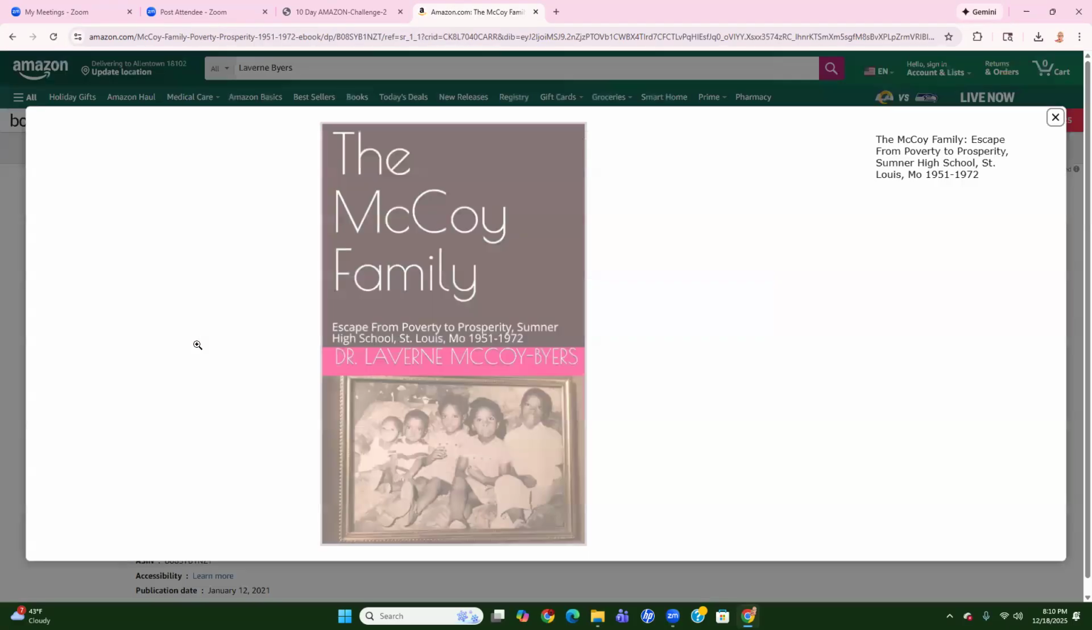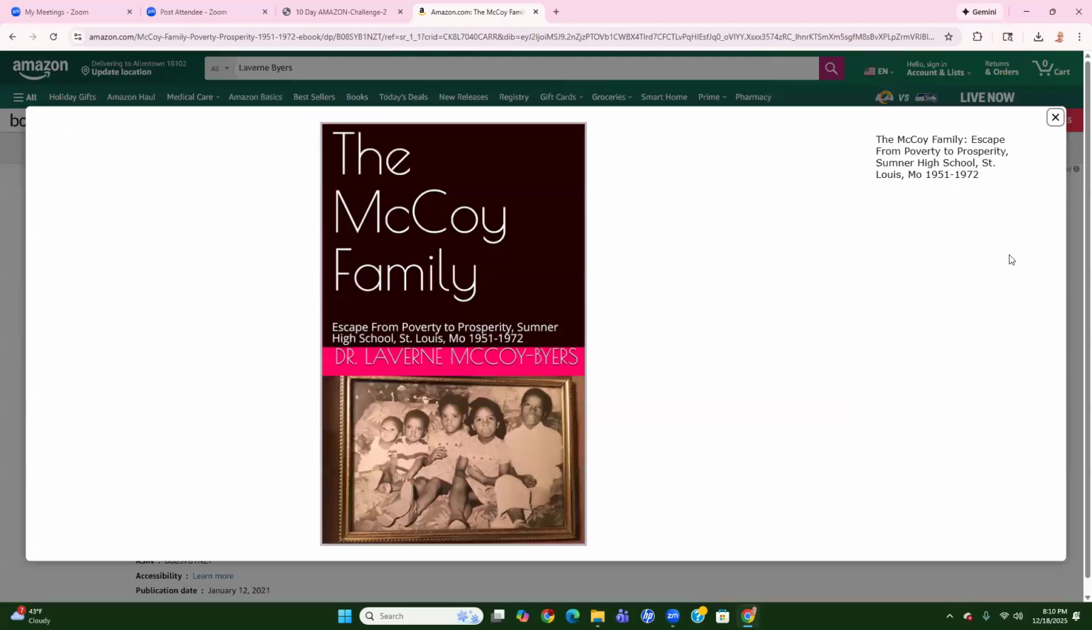Okay. All right, so here's the title. It says The McCoy Family Escape from Poverty to Prosperity. Sumner High School, St. Louis, Missouri, 1951 to 1972. Dr. Laverne McCoy Byers. So this may not be completely obvious as to who the target audience is.